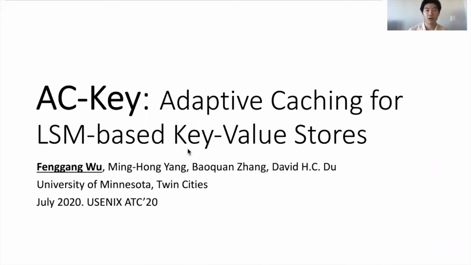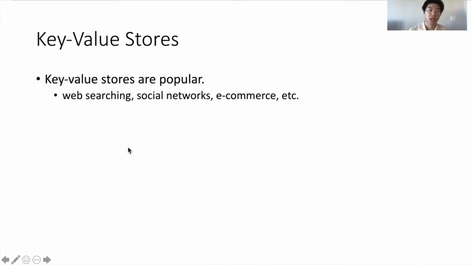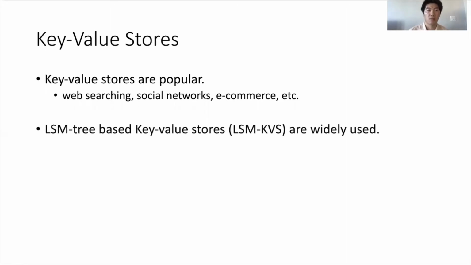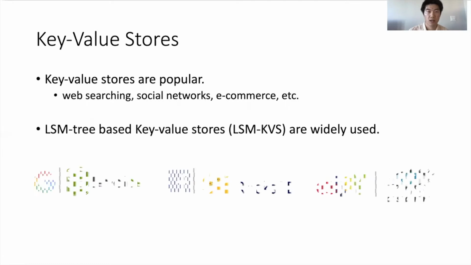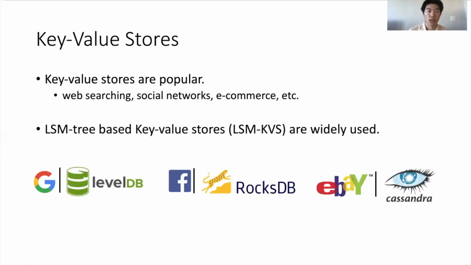Let's start from key-value stores. Key-value stores are very popular. They are used in web searching, social networks, e-commerce. And there are many types of key-value stores. Among them, the LSM-tree-based key-value stores are widely used. Here are some examples. Google has LevelDB, Facebook has RocksDB, and eBay is using Cassandra.